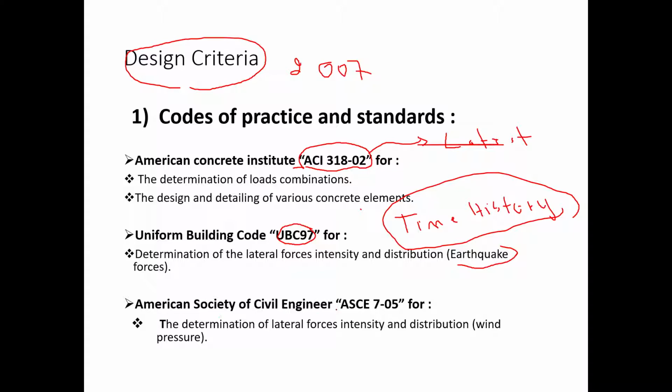The American code is used for steel construction also, and no, sorry, not for steel construction. The AISC is for steel construction. This one is for wind pressure. We will see now.